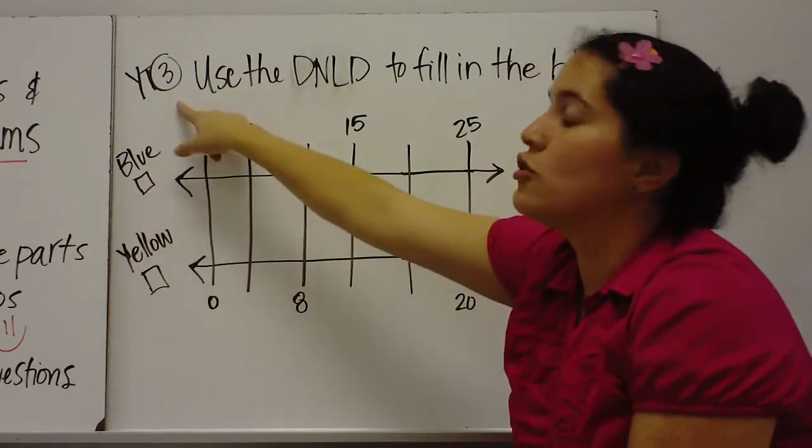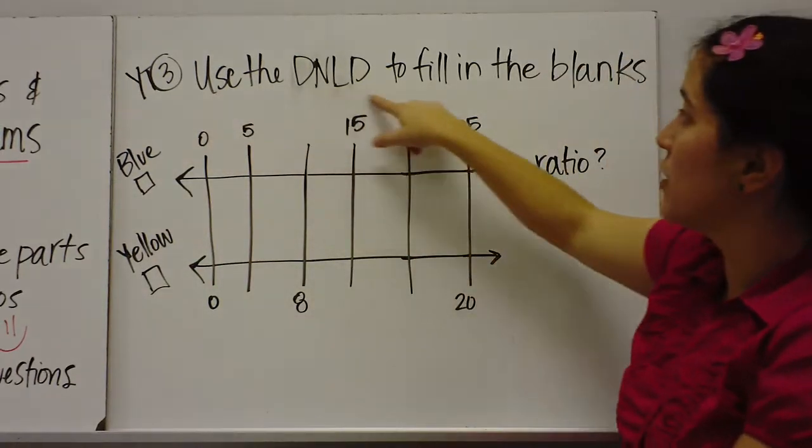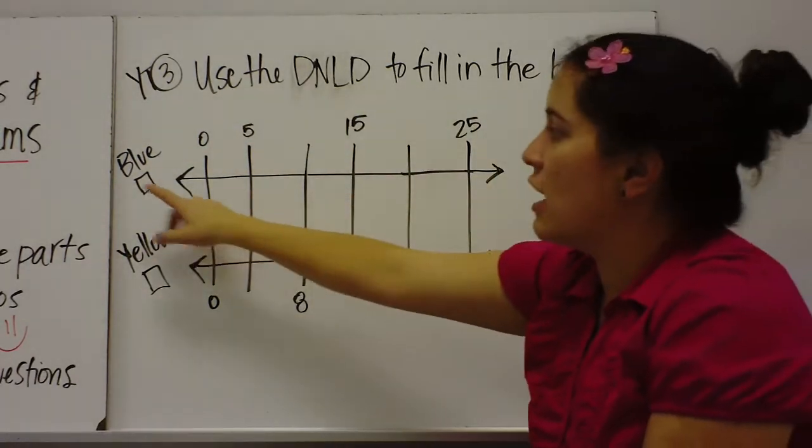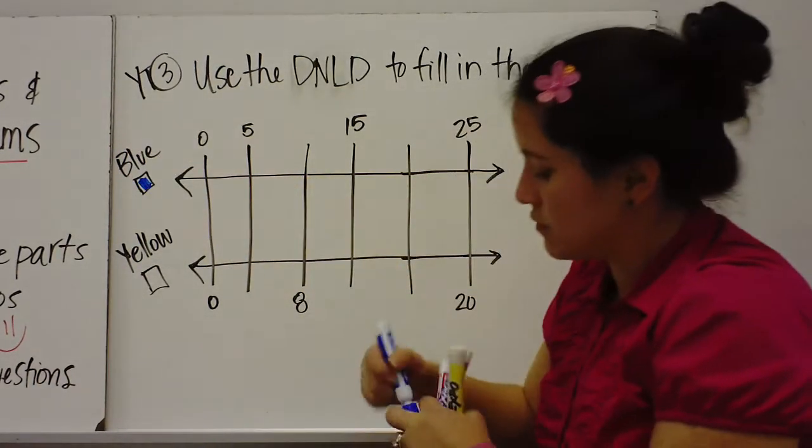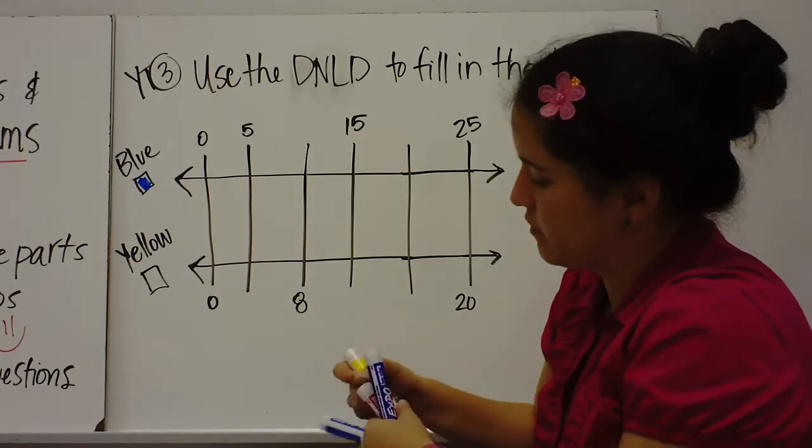Okay. So you try number 3. Use a double number line diagram to fill in the blanks. This one is about blue squares to yellow squares.